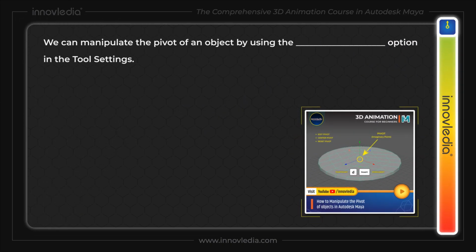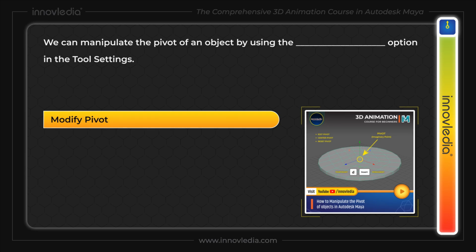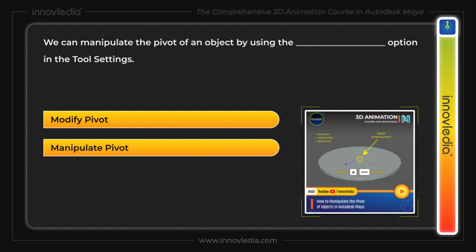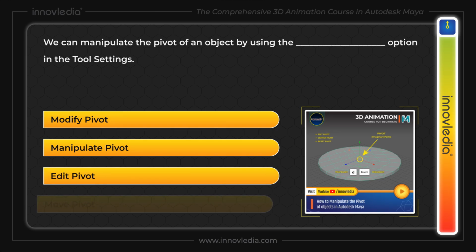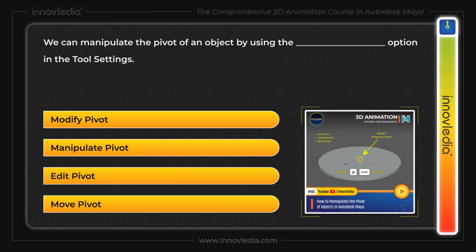We can manipulate the pivot of an object by using the dash option in the tool settings. The options are modify pivot, manipulate pivot, edit pivot, move pivot. Your time starts now. And the correct answer is edit pivot.